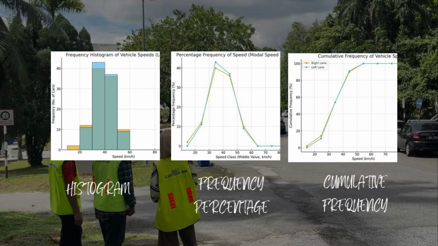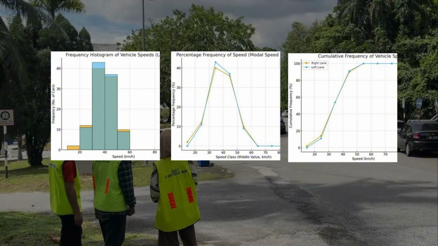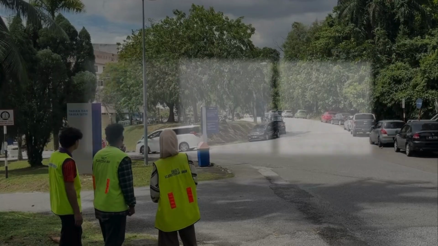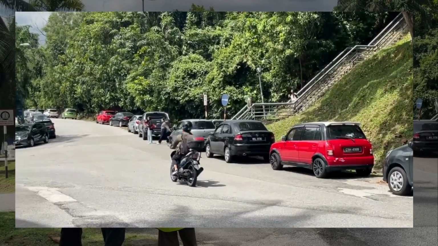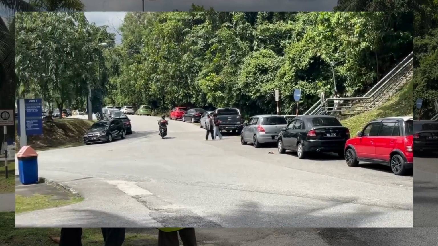From the analysis, we found that most vehicles were travelling above the allowed speed limit for a school zone. This shows that there is a real safety concern, especially considering that the area is used by school children and other pedestrians.